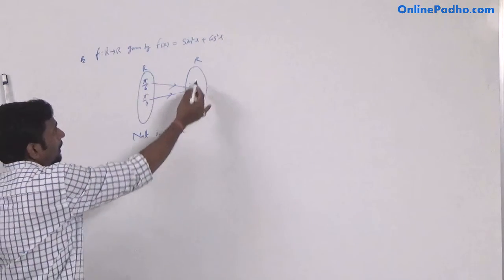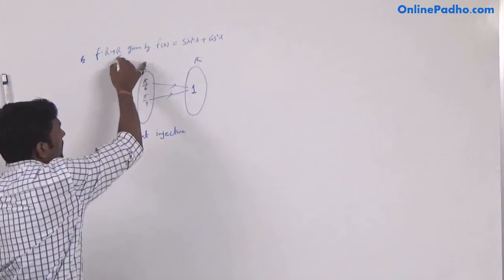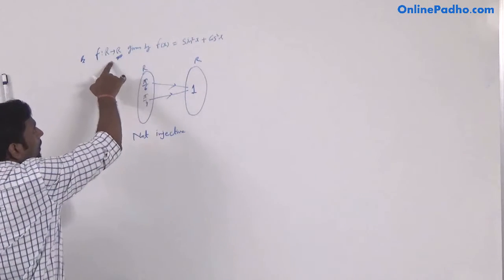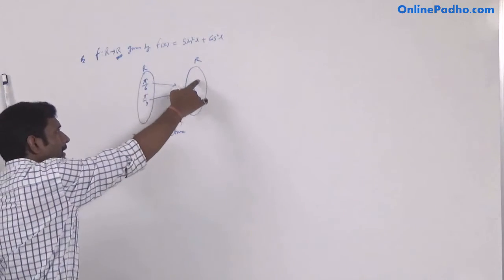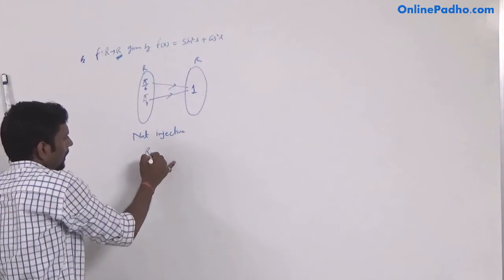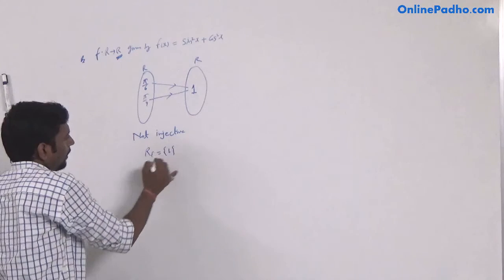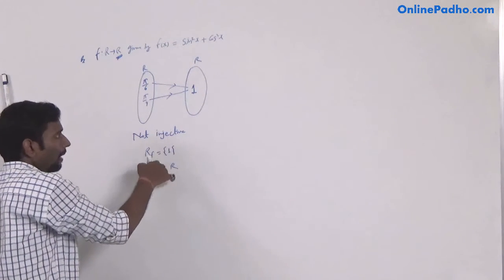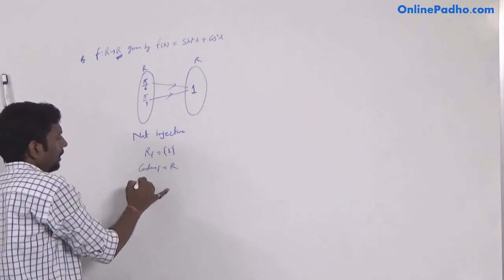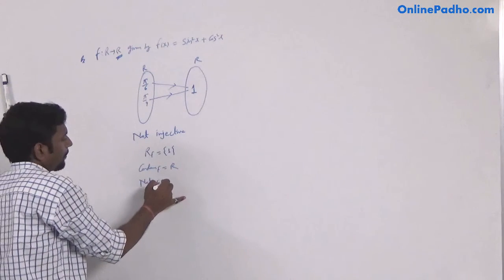Is it surjective? No. Why? Because here the codomain is all real numbers. The set after the arrow sign is called the codomain. And what is the range here? 1 only. In this case, the range of the function is 1 and the codomain is all real numbers. Both are not equal, so this function is not surjective.